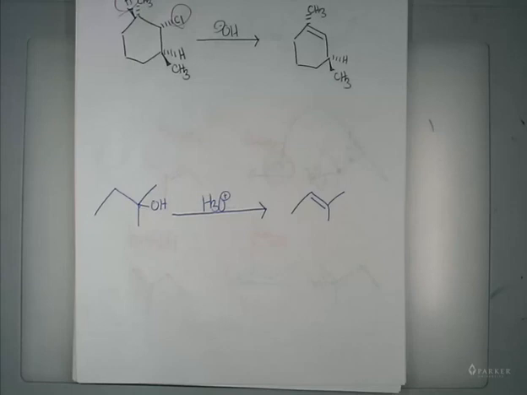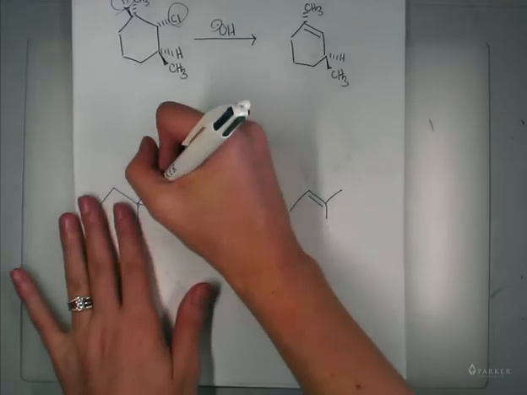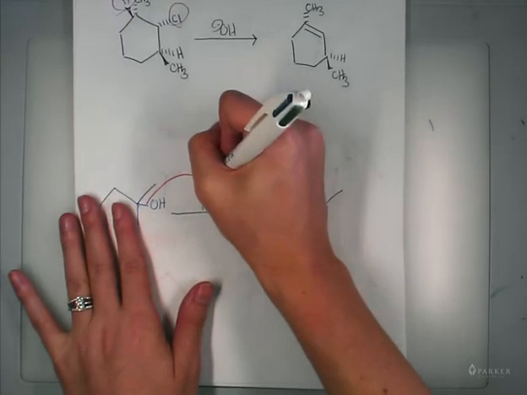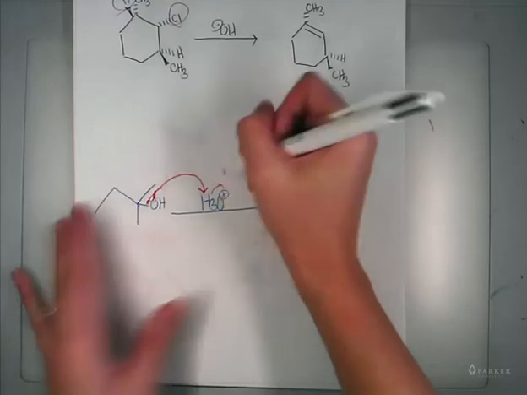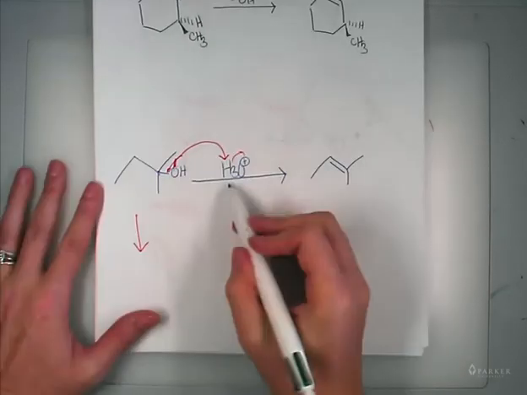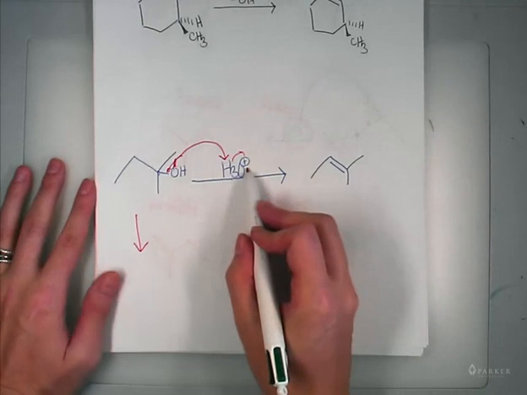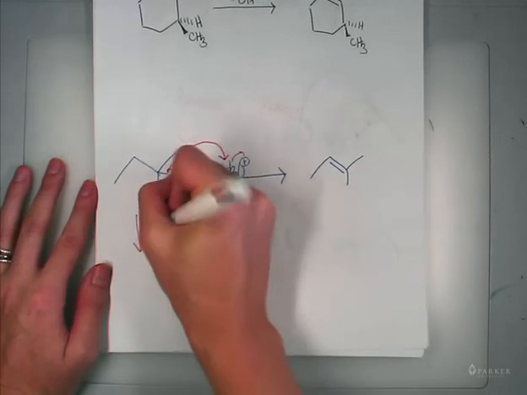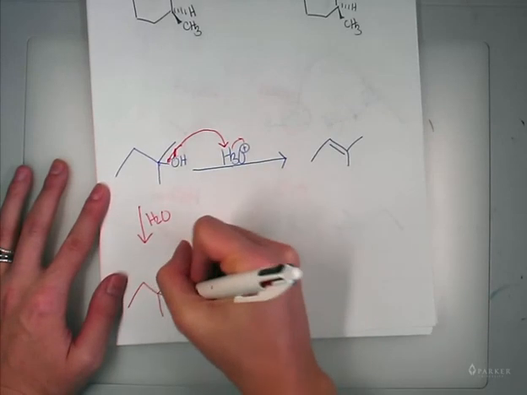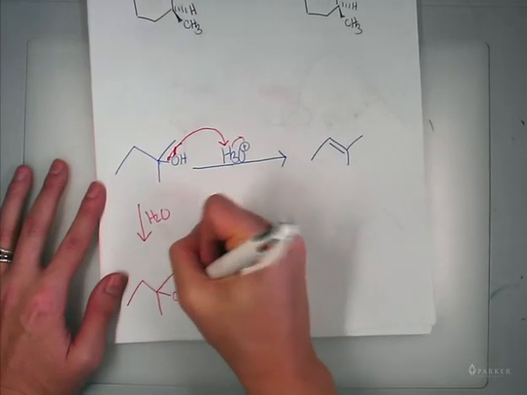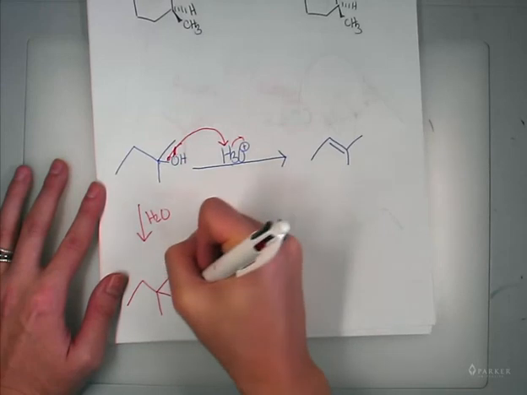Now let's actually show this mechanism. Is OH a good leaving group like that? No. What is it going to grab? A hydrogen. All right, not from here. So when you grab a hydrogen from here, H3O plus becomes H2O. And this OH on here is now H2O.